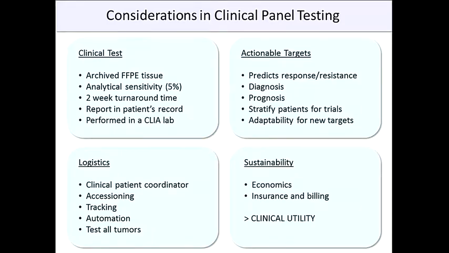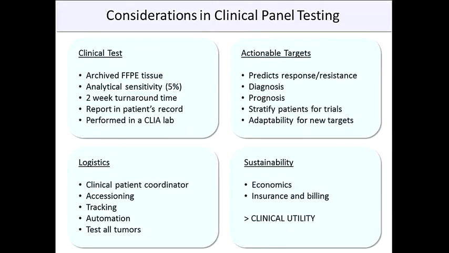Logistics is not a minor component to be able to turn around tests in a reasonable amount of time. Tracking requests and patients has not been straightforward. Actionable targets, we can have an entire symposium on people debating what's actionable and not actionable. Does it predict response or resistance, diagnostics, and prognosis? Are we just looking to stratify patients for trials, et cetera? So we spend a fair amount of time on that.